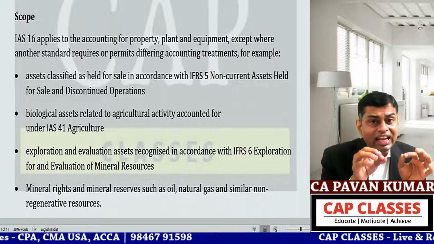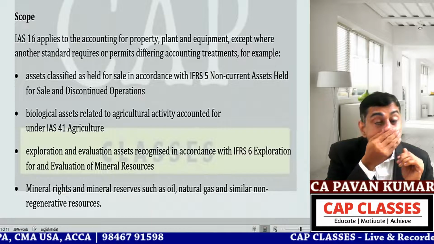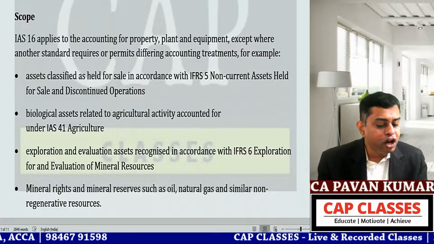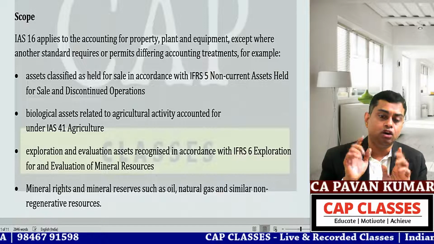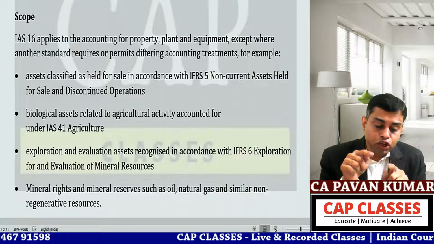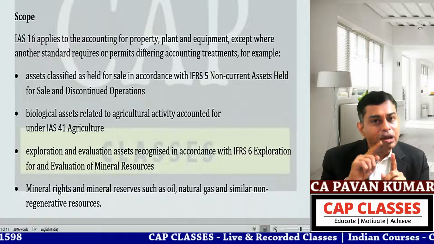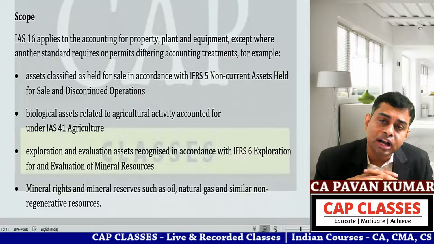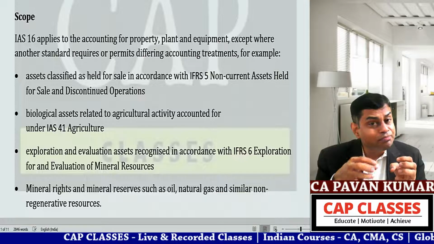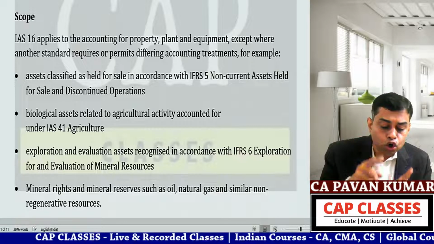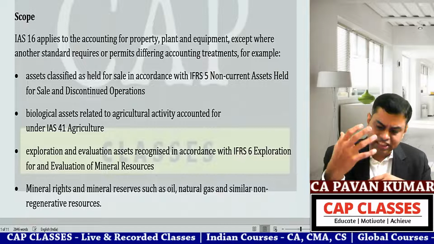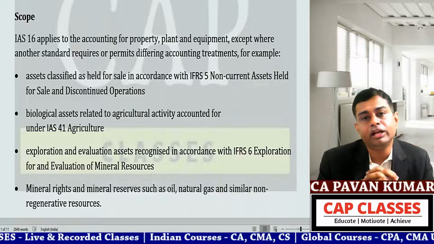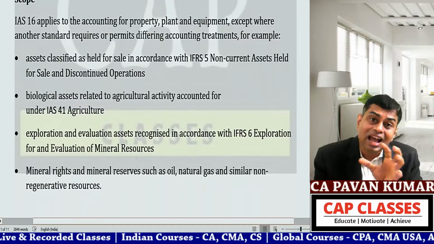So this IAS 16 said, dear non-current asset, if you are held for sale, please don't come to me. Go to 5. If you are held for use, come to me. Dear asset, are you a biological asset? Go to IAS 41, agriculture. IAS 41 we call it globally. Exploration or mineral rights, go to 6. There is one exclusive accounting standard for you, that is IFRS 6. Don't come to me. So these are called scoped out items.